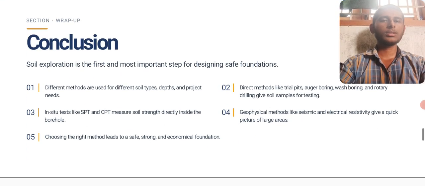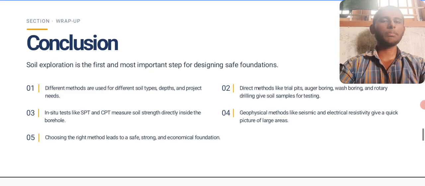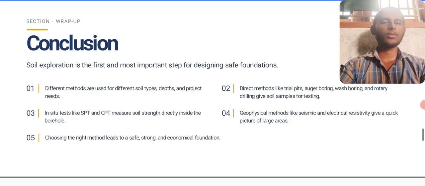And last, conclusion: soil exploration is the first and most important step for designing safe foundations.